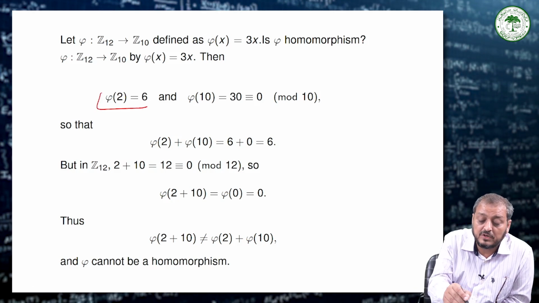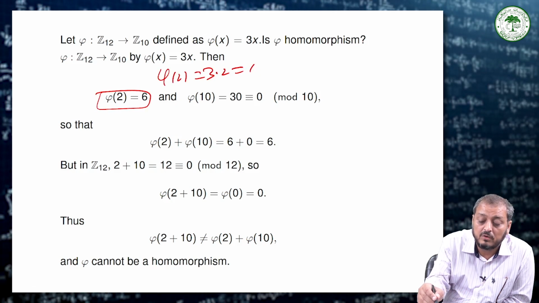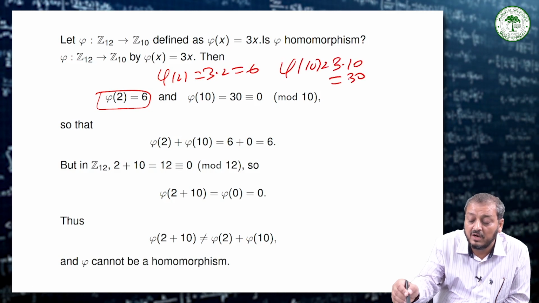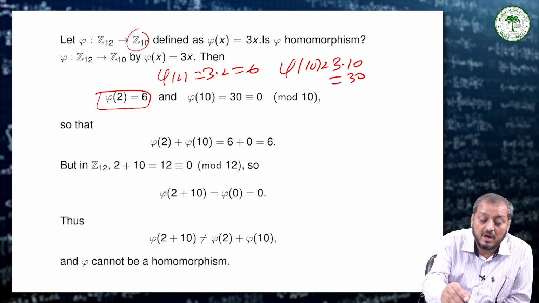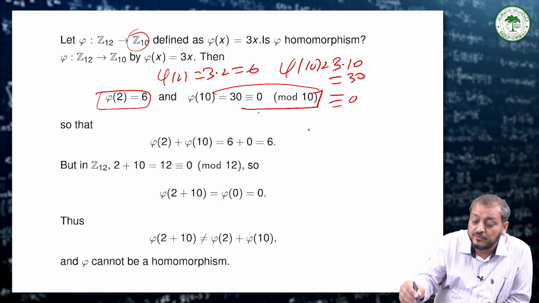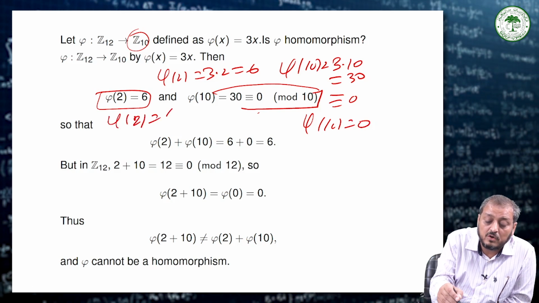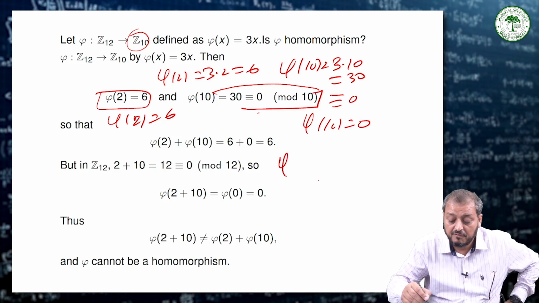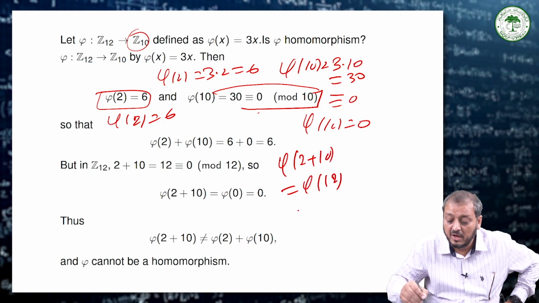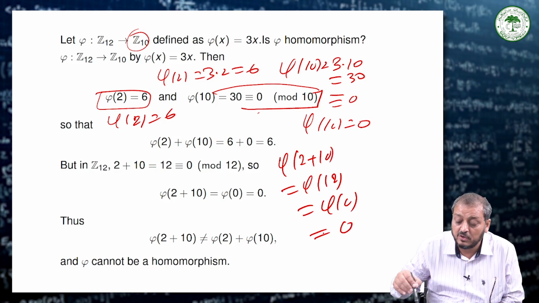We take phi of 2, which is 3 times 2 equal to 6, and phi of 10, which is 3 times 10 equal to 30, and 30 is congruent to 0 mod 10. So phi of 10 is 0, and phi of 2 is 6. Now we take phi of 2 plus 10, which is the same as phi of 12, which is the same as phi of 0, and phi of 0 is equal to 0, because 3 times 0 is 0.